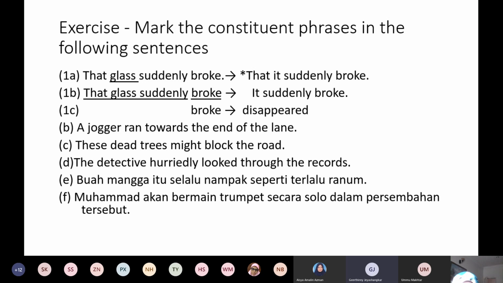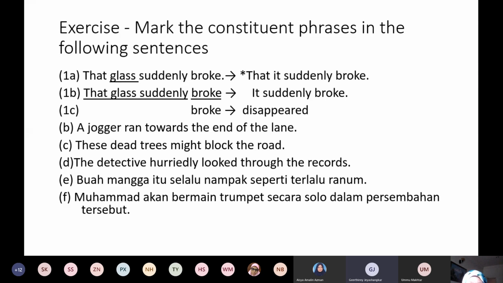You left out a big chunk of the sentence. What is the subject there? Buah mangga itu. So that's another constituent, isn't it? Yes, I already mentioned that. So how many constituents? 1, 2, 3, I think. One is buah mangga itu, the second one is terlalu ranum, and the third one is seperti terlalu ranum. But I'm not sure selalu nampak seperti terlalu ranum is also a constituent, doctor.